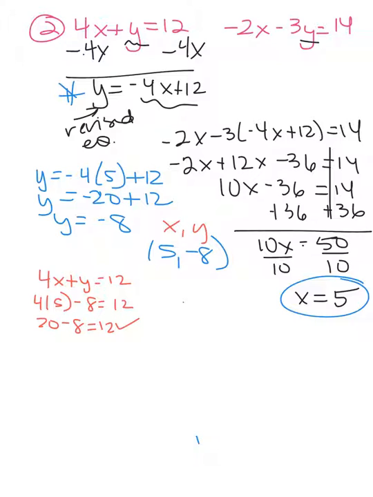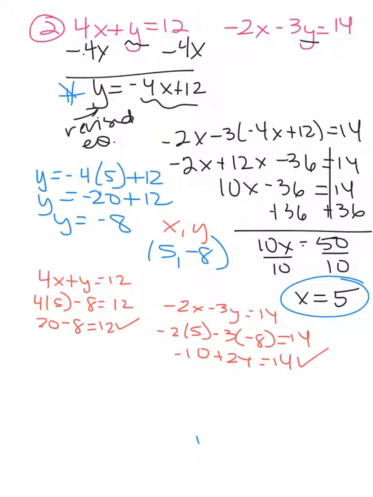I'll try my other equation, which is negative 2x minus 3y is equal to 14. Again, substitute my values in, so I have negative 2 times 5 minus 3 times negative 8 is equal to 14, which gives me negative 10 plus 24 is equal to 14. Now, because I have a true statement for both equations, it means that the coordinate 5, negative 8 is the solution to my linear system, which also means it's the point of intersection if I were to graph these two lines.